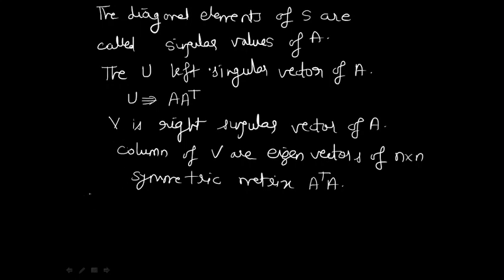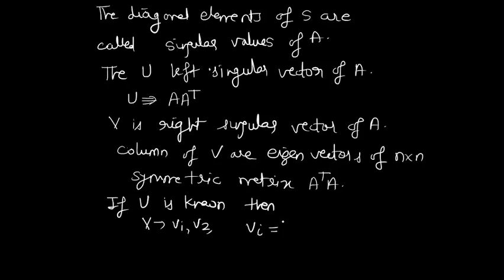So, if U is given, if suppose U is known, then V will be given by, so the elements of V will be nothing but in the form V1, V2, V3 like this, depending upon the size of the matrix A. So it is given by a formula: Vi is equal to A transpose into Ui upon sigma i. What is sigma i? These are nothing but the singular values.